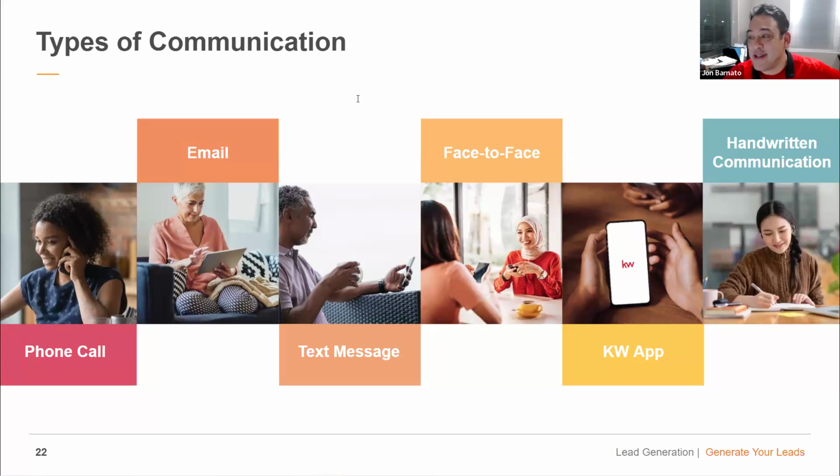So, email, text messages, face-to-face, the KW app, you can share your app. You can do social media. There are a lot of ways to communicate, and you should have avenues for all of those. Keller Williams will help you with a lot of those, but we can't help you with face-to-face or phone calls. We can actually do mass mailing for you, but handwritten communication is here.